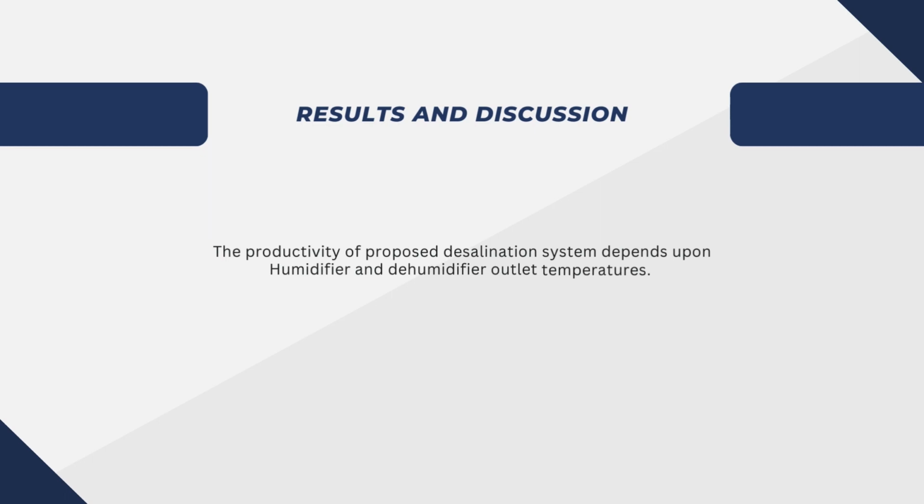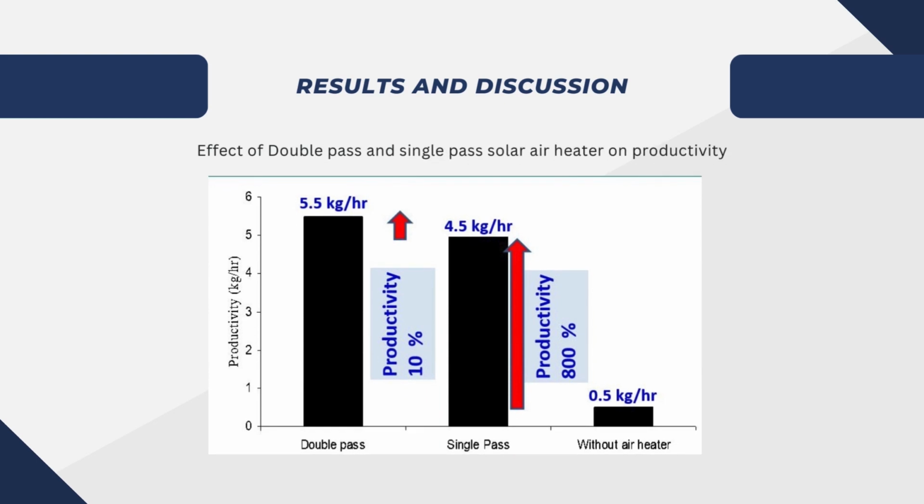The productivity of the proposed desalination system depends upon the humidifier and dehumidifier outlet temperatures. The effect of various operating and design variables on outlet temperatures of the humidifier and dehumidifier is discussed below. As can be seen, the productivity of the proposed system increases up to 10% by using a double pass flat plate solar air heater as compared to the single pass flat plate solar air heater. In the absence of any air heater, the productivity decreases by 80% and 70% compared to the double pass air heater and single pass air heater respectively under the same operating conditions.